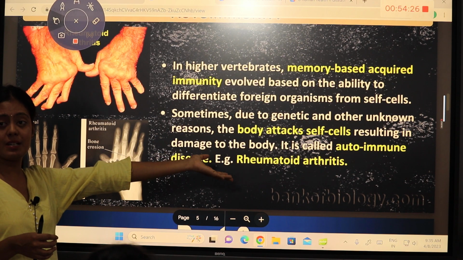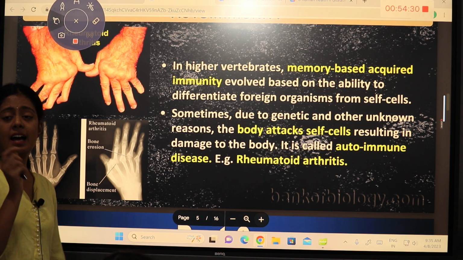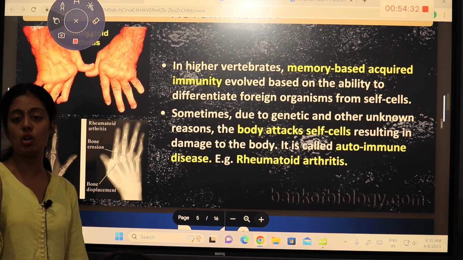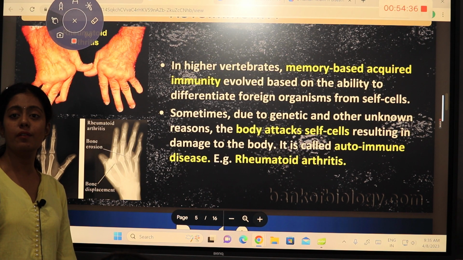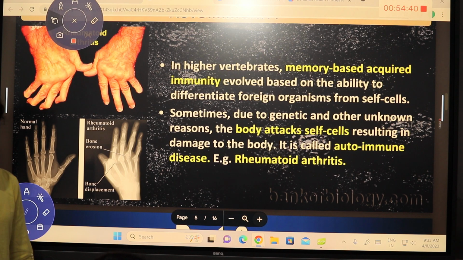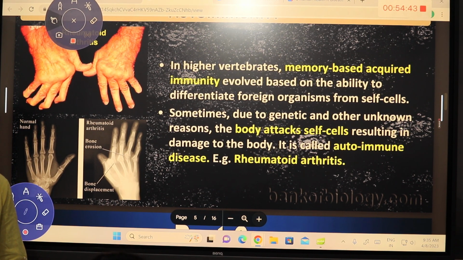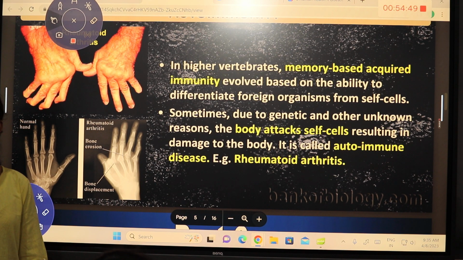Write down, important question. What is arthritis? Inflammation of joints. I think all of you know about the synovial joint, correct? It's a fluid-filled cavity between two bones. It's called a synovial joint. When the synovial joint gets inflamed, and inflamed means swelling, it results in rheumatoid arthritis. Clear? All of you understood?